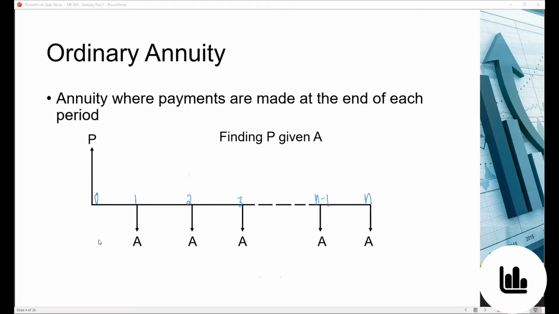So, para makuha natin yung P, finding P given A, ang gagawin natin is yung concept ng equation of value wherein we place everything at a certain focal point. Tama? Okay, so gawin natin lahat ng annuity, ilalagay natin ngayon sa present.